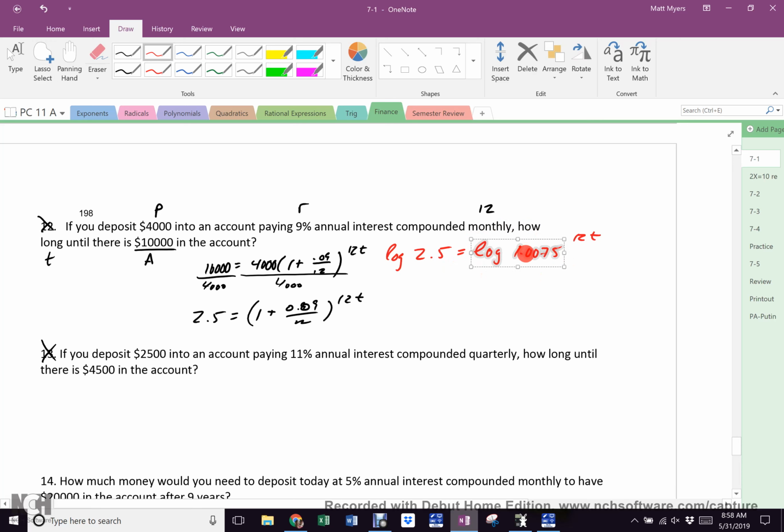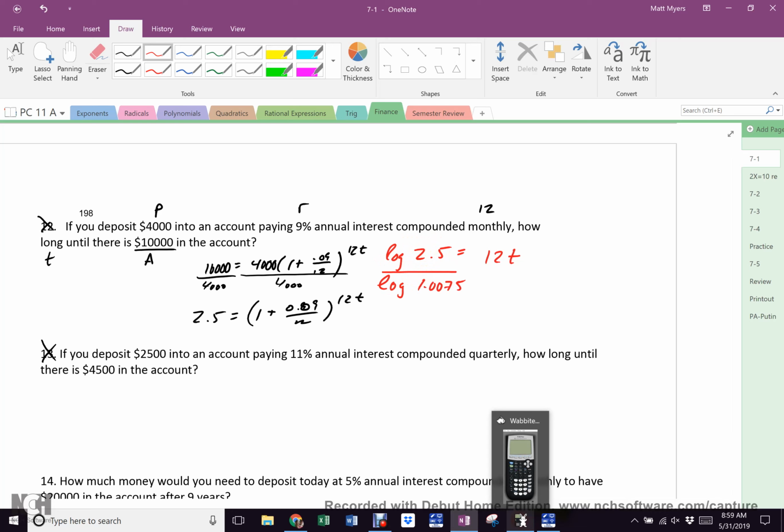This moves down here. And what is left over here? What's left over here? 12t. Now, can I tidy any of this up with my calculator right now? Right here. What do I punch in? What do I punch in? Log 2.5, then what? Divided by log 1.0075. And what do I get?